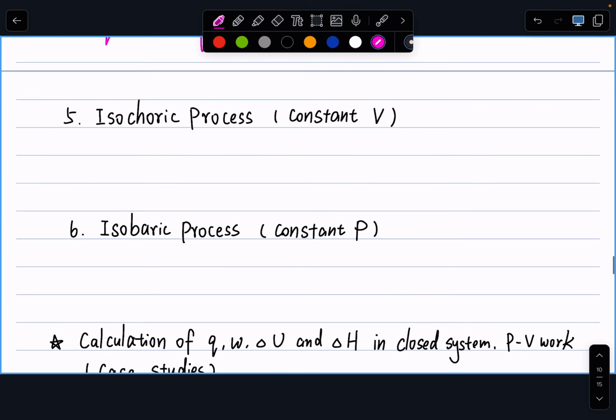And as a concluding note, we have isochoric and isobaric processes. Now, isochoric process is when, if we only have PV work in the system, my volume is not changing, so my system is not doing work on the surroundings and vice versa. So if only PV work is involved, then my total work equals 0.